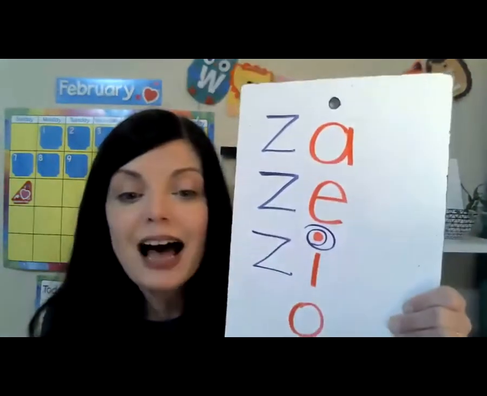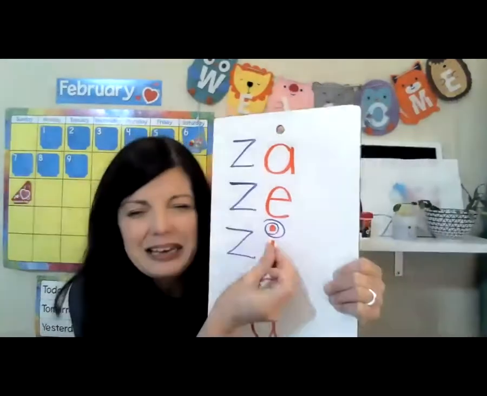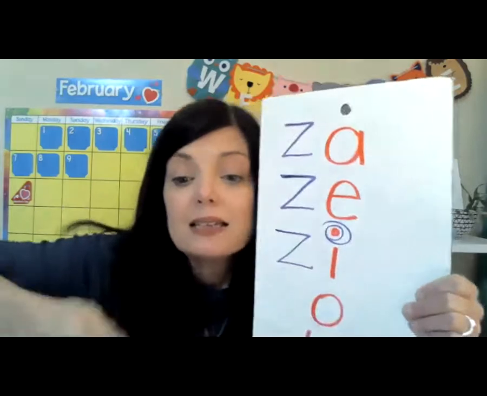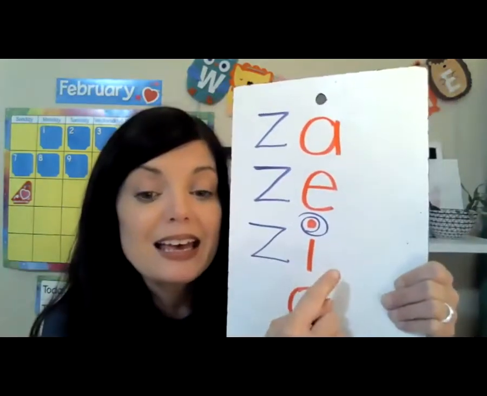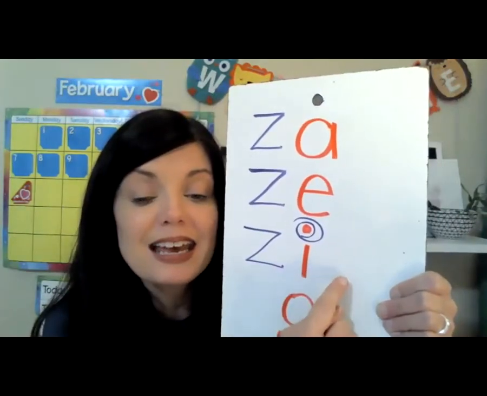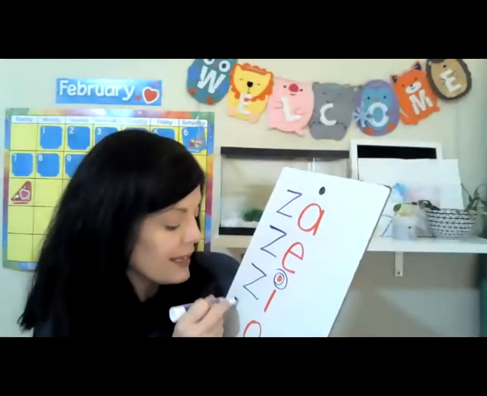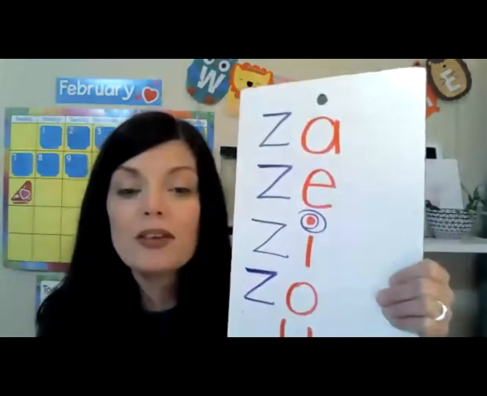I looks like a lollipop and it says ih, like a sticky lollipop. Ih, z, ih, z. Now let's try to blend Z with an O.